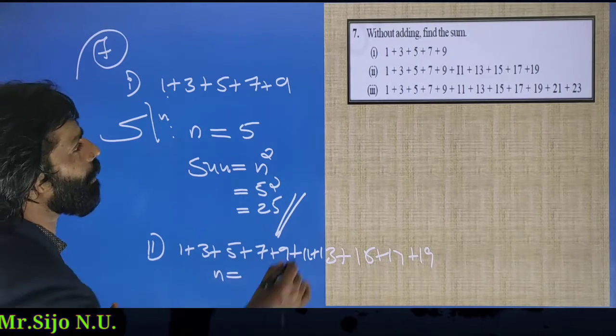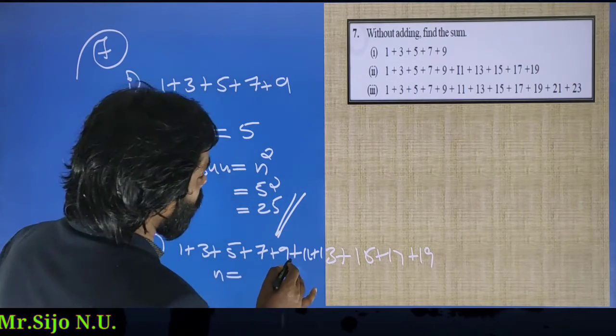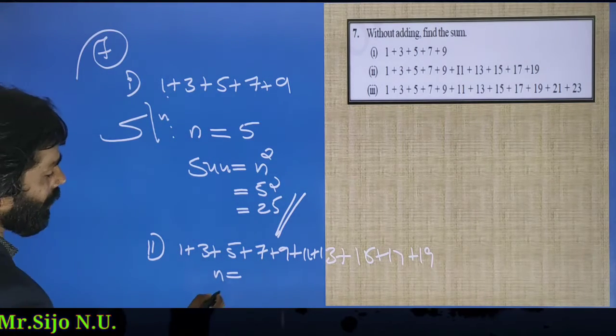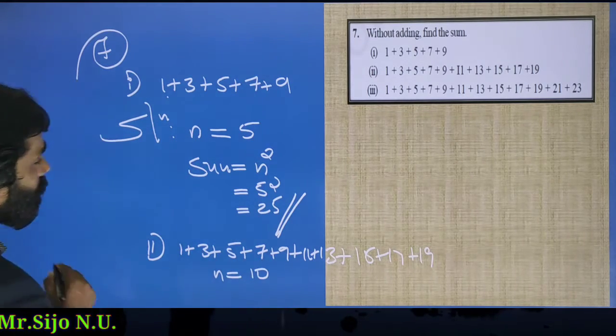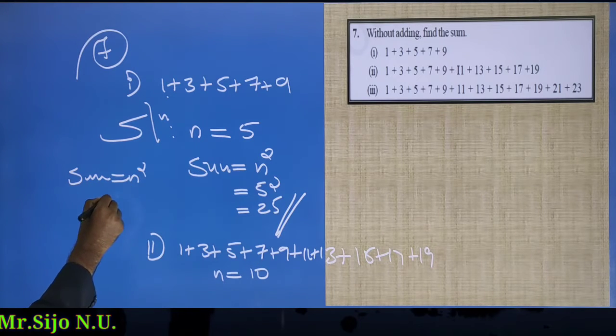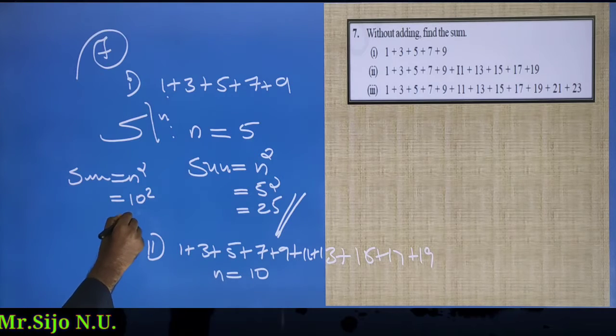So here let us check how many numbers are there. 1, 2, 3, 4, 5, 6, 7, 8, 9. Yes, there are 10 numbers. The value of n is 10. Therefore, the sum should be n square. So n is 10, therefore 10 square. The sum of these numbers should be 100.